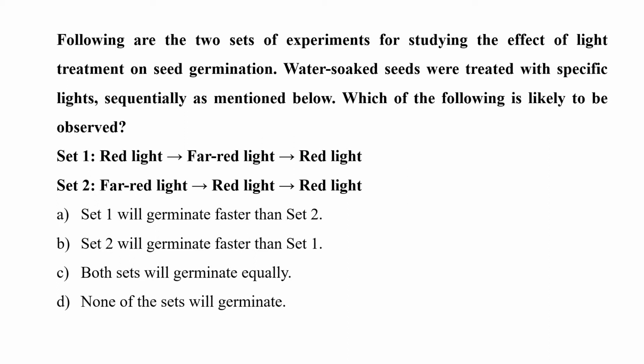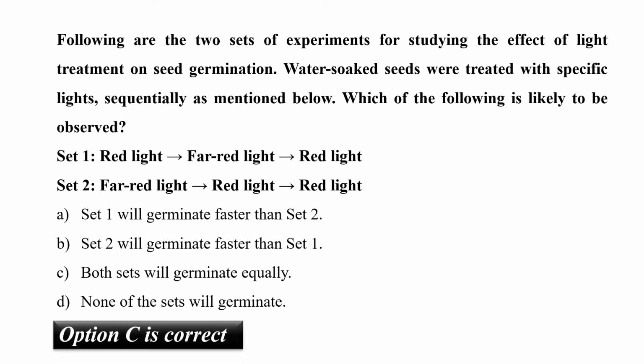So when the plants are exposed to the red light, which promotes germination, and far red light, which inhibits germination, in a sequence, the growth is reversed to a level produced by the last light treatment in sequence and not the levels obtained in darkness. So here when you see the last light exposure in both the groups is red light. So both the sets are going to germinate at equal rate. So the correct answer to this question is option number C, both sets will germinate equally in the given experimental setup.